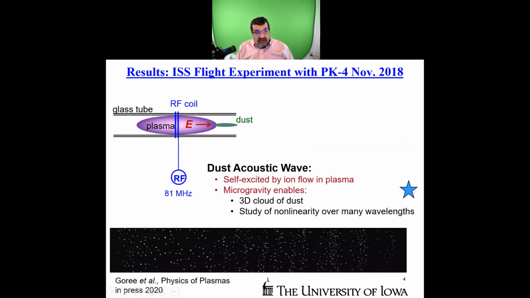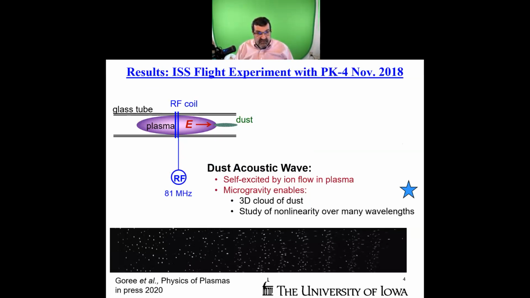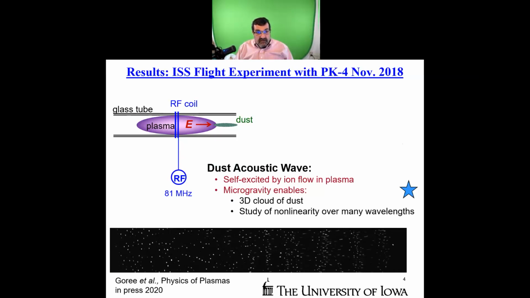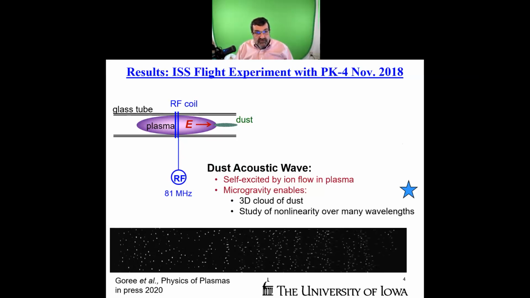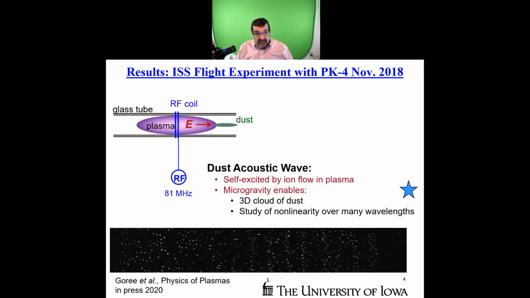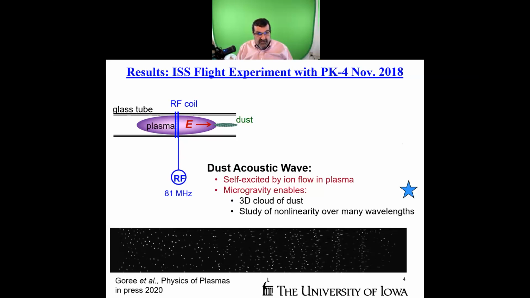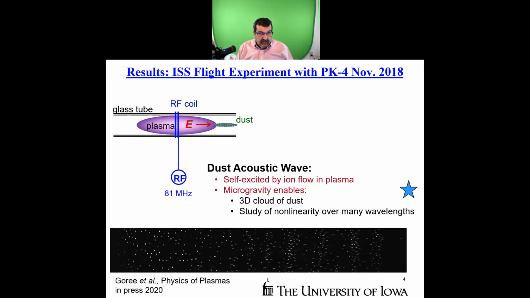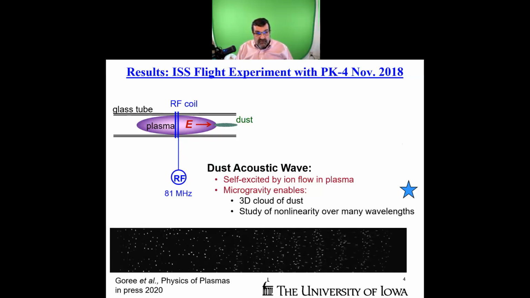Okay, I'm now going to highlight the results from one recent experiment that's done on the instrument called PK4, Plasma Crystal 4, which is on board the International Space Station presently. This experiment was done 2 years ago. The apparatus is shown schematically in the upper left. There's a glass tube under vacuum conditions with the plasma. There's a dust cloud that intersects the plasma, so you get a dusty plasma. There's an ion flow. And so there's something that happens called a dust acoustic wave. This dust acoustic wave is self-excited by ion flow in a plasma, that electric field that is sketched in red in the diagram drives an ion flow.